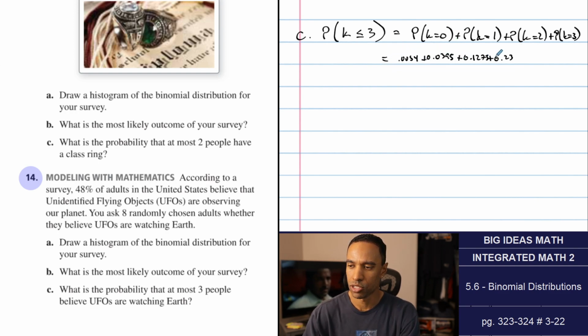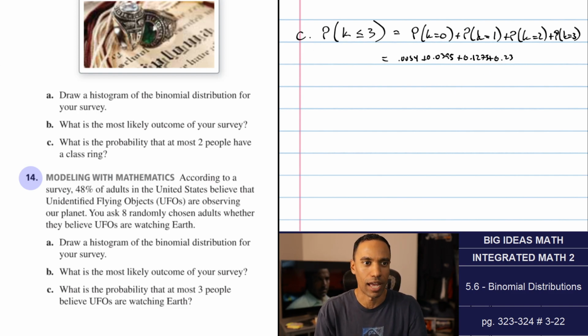Plus, plus, plus. And I got my calculator to kind of help me out. So let's go to my calculator. We're doing 8 people with a 0.48 chance of yes and 3 or less adding up together. And it's this number here, around 0.4078 or 40.78%.